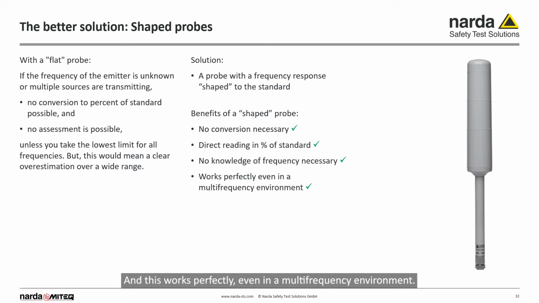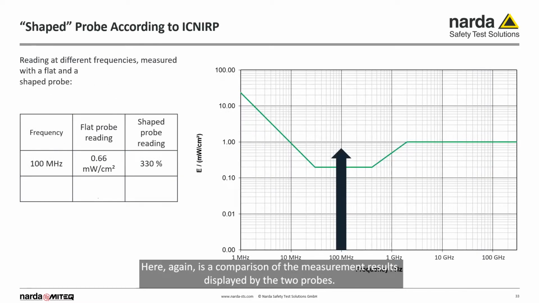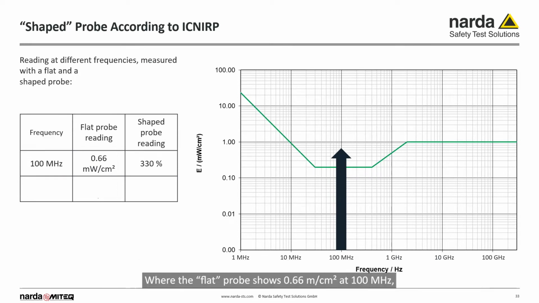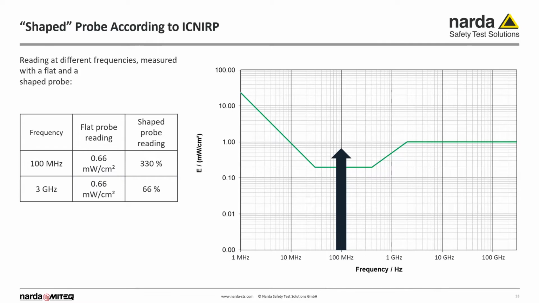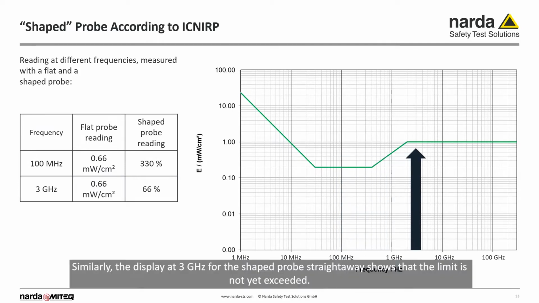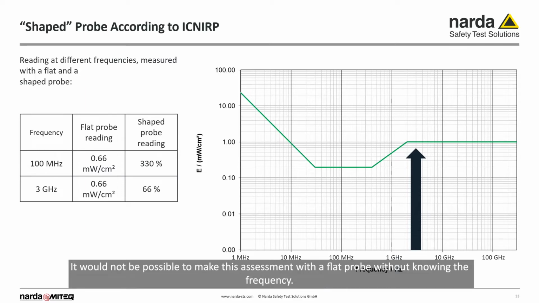And this works perfectly, even in a multi-frequency environment. Here again is a comparison of the measurement results displayed by the two probes. Where the flat probe shows 0.66 milliwatts per centimeter square at 100 MHz, the shape probe immediately shows, without converting, that the limit value is exceeded by more than 3 times. Similarly, the display at 3 GHz for the shape probe straightaway shows that the limit is not yet exceeded. It would not be possible to make this assessment with a flat probe without knowing the frequency.